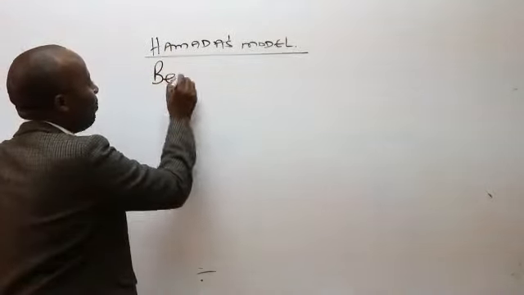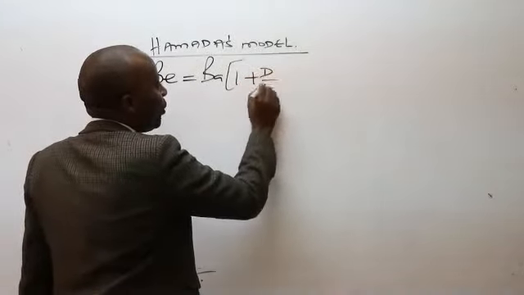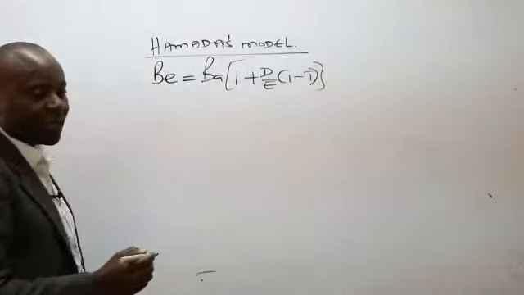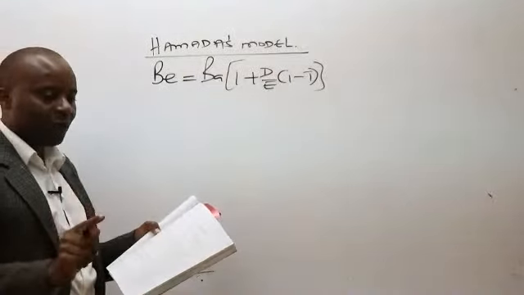Hamada's formula: we have beta equity equals beta assets into 1 plus debt to equity ratio, which has to be adjusted for what here? For tax. The debt to equity ratio must always be adjusted for taxation. Thank you very much, Dahir.